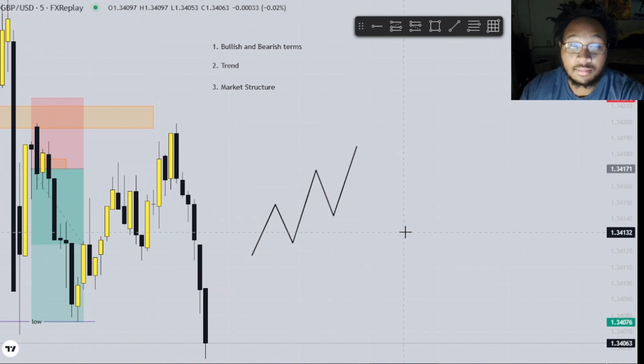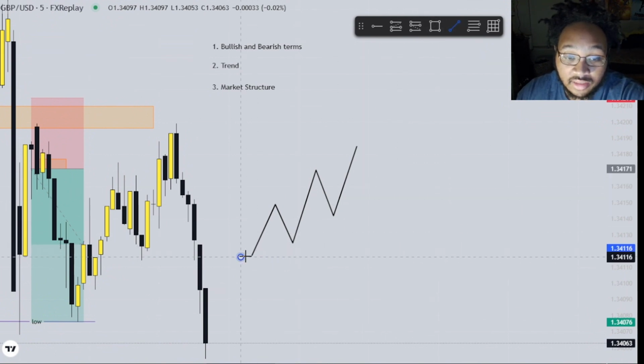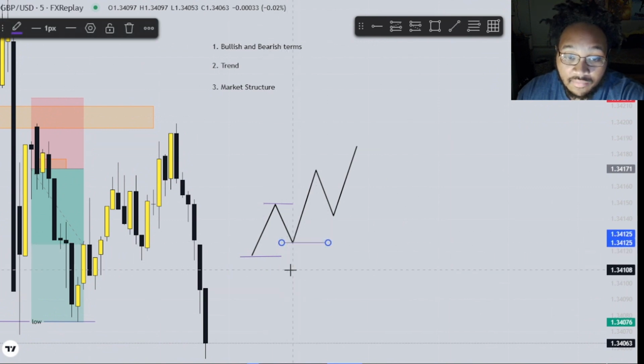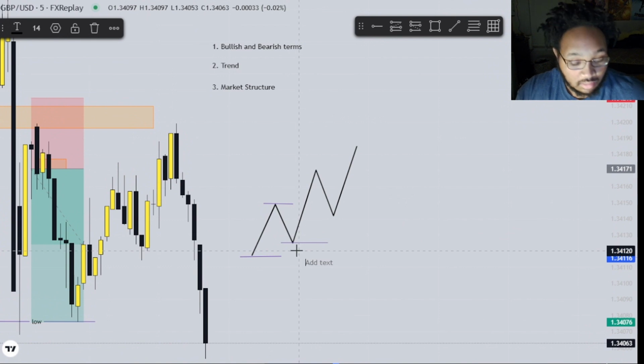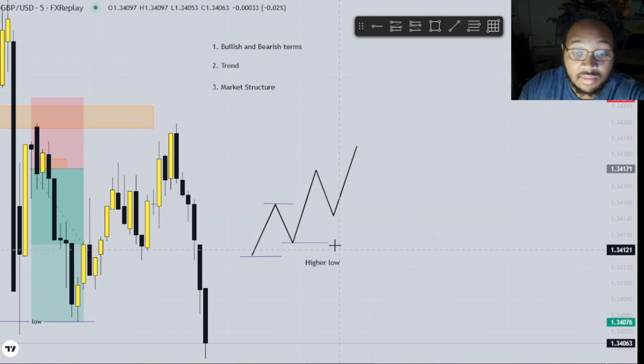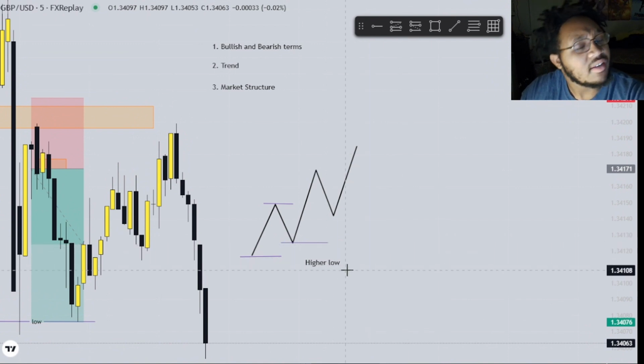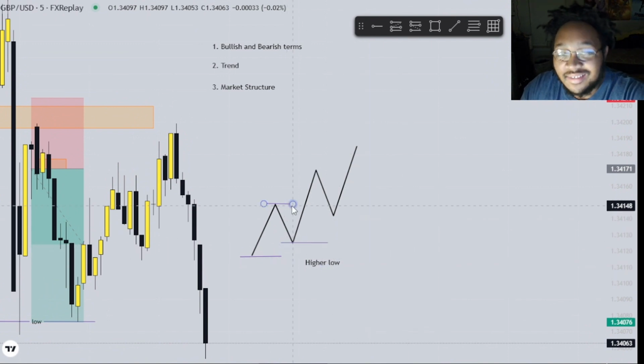An uptrend is basically just highs and lows forming like this. We have a low right here and we have a high. Then we form another low that is above the previous low. This is what is known as a higher low. Let's type that out. I could have just put that in the line. I just realized that. Oh well.